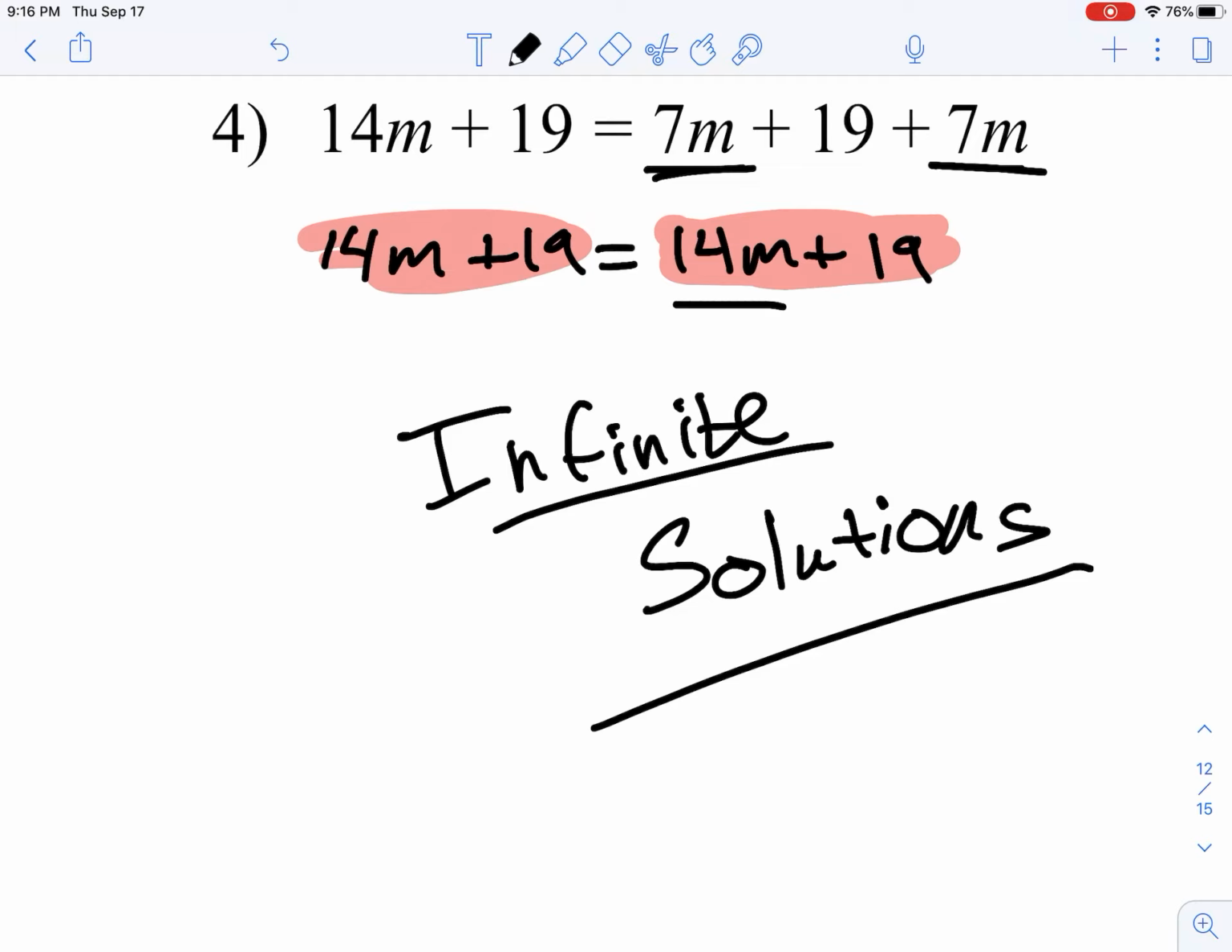Infinite solutions on this one because we have the exact same thing on both sides. Now, if you wanted to continue, you could. You'd just subtract 14m from both sides, but then you just get 19 equals 19. You still have the same thing on both sides. That's infinite solutions. That means anything that I plug in for m up here, any number at all, it's going to equal on both sides. Like it'll equal the same thing on this side as it will on this side.